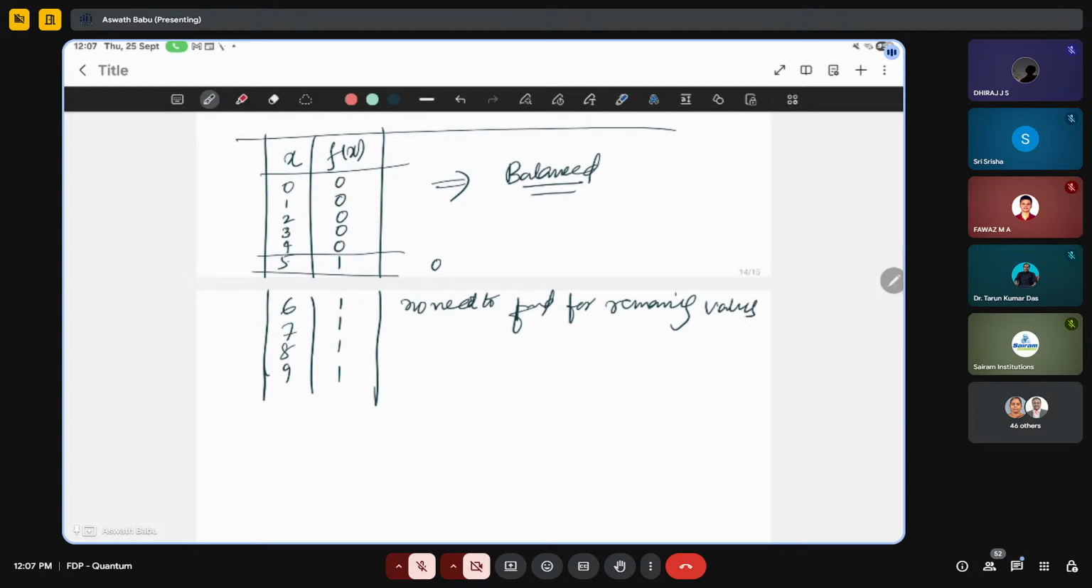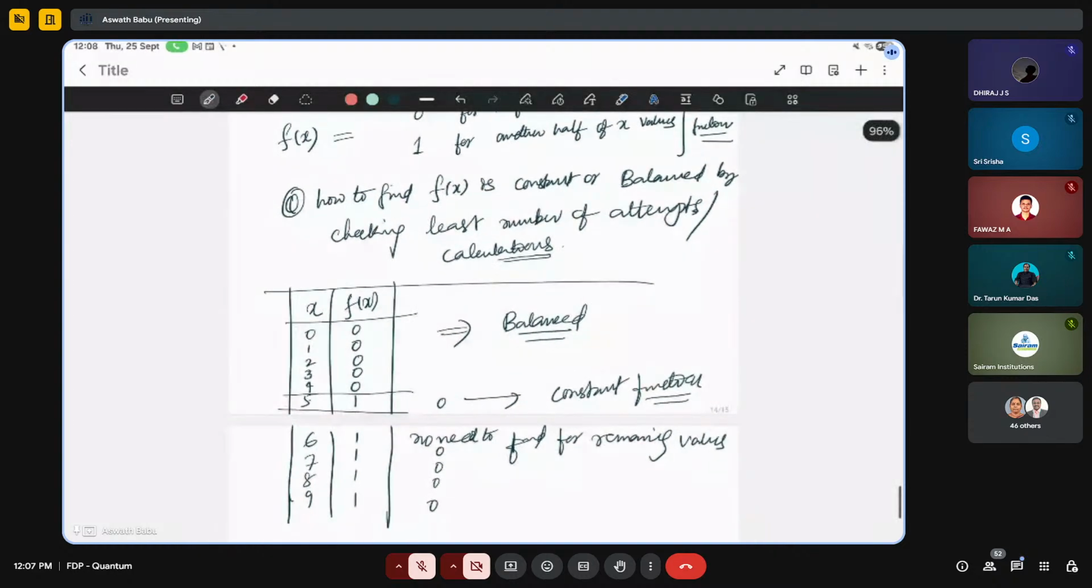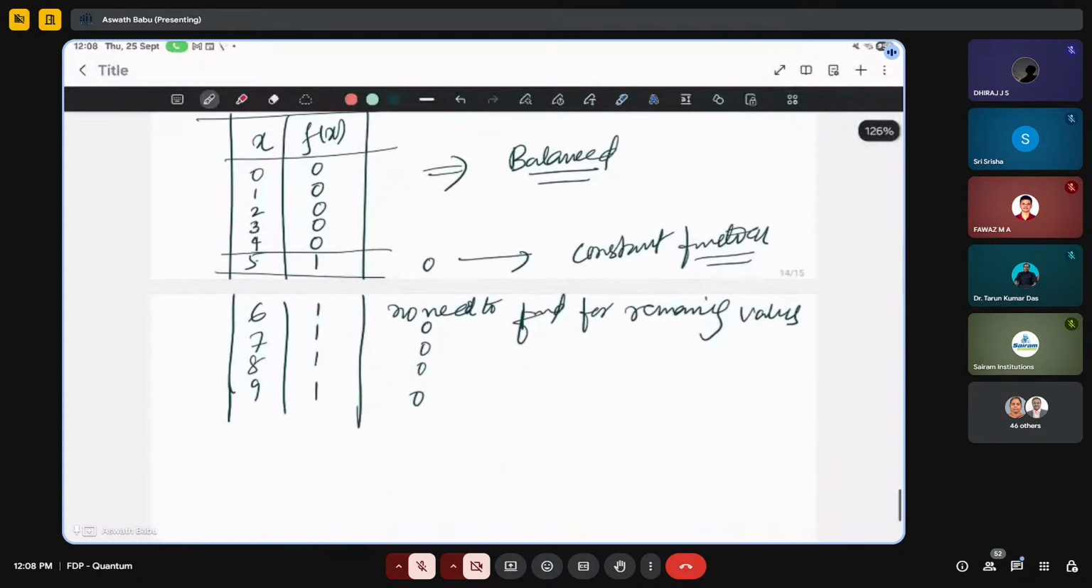Okay, so what I mean, if the sixth entry is 0, you can simply say 0, 0, 0, 0. So this is a constant function. Okay, so one of the questions in your quiz is, how many attempts are required to find whether the function is balanced or not? It is a game between Alice and Bob.